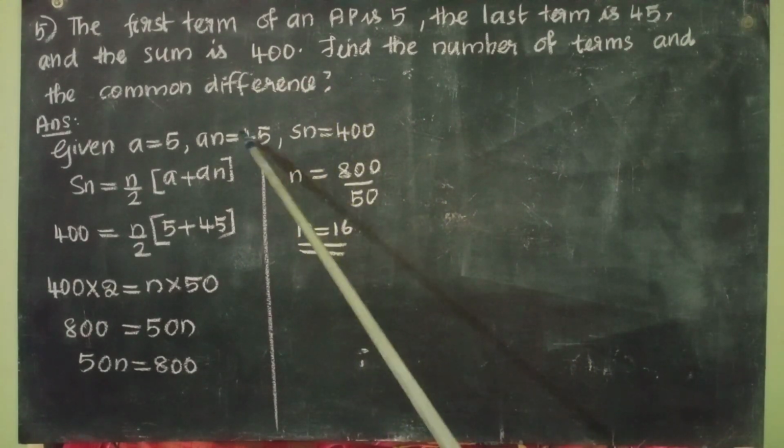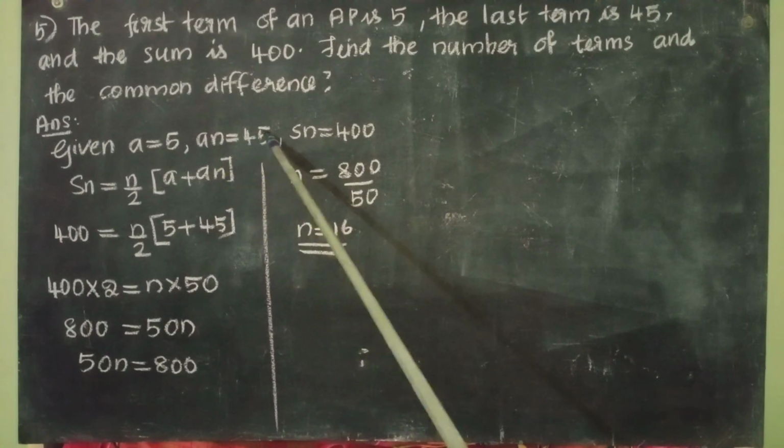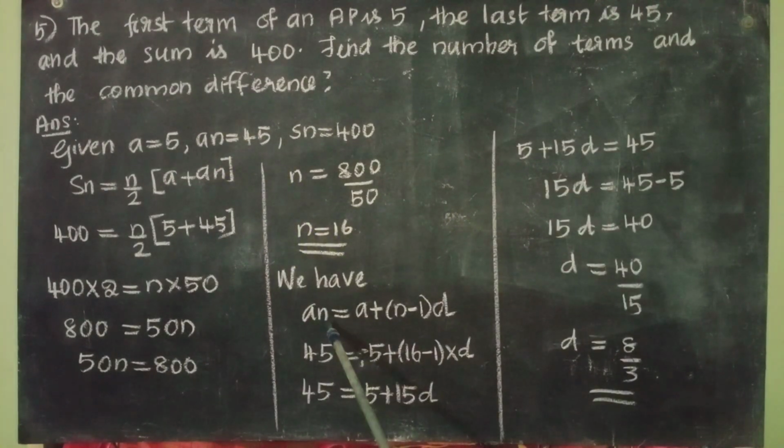To find out the common difference, let us use this idea: an equal to 45. We have an equal to a plus (n minus 1) into d. That is 45 equal to 5 plus (16 minus 1) into d. an is 45, a is 5, n is 16. So 45 equal to 5 plus 15d. 16 minus 1, that is 15.